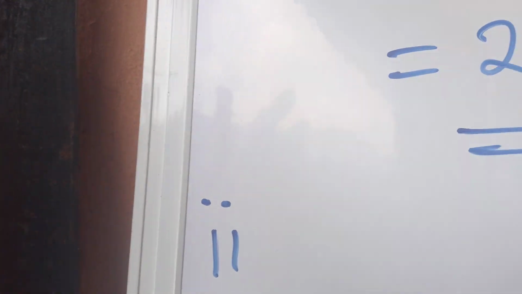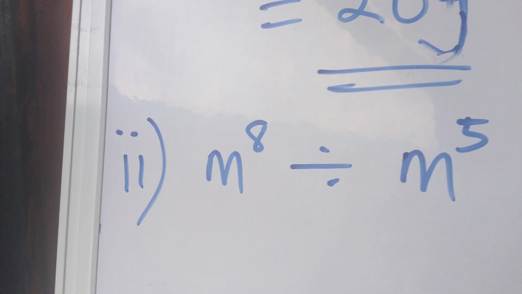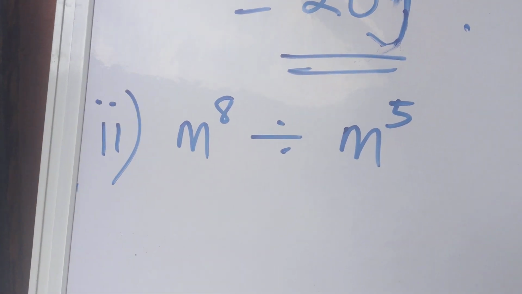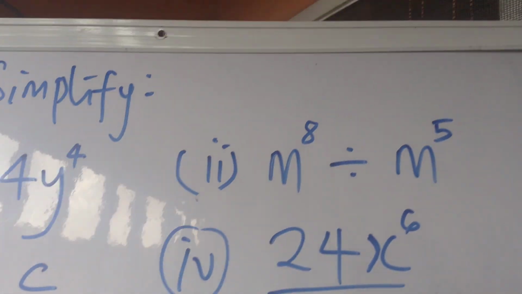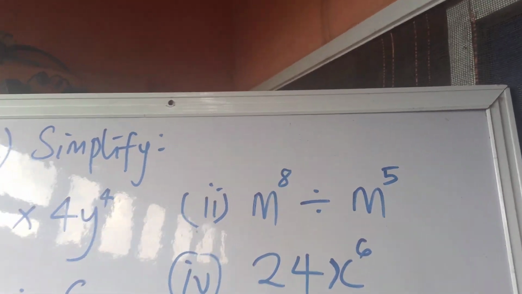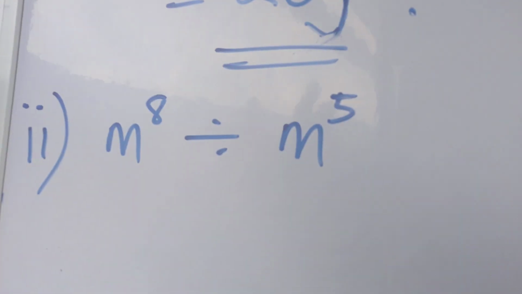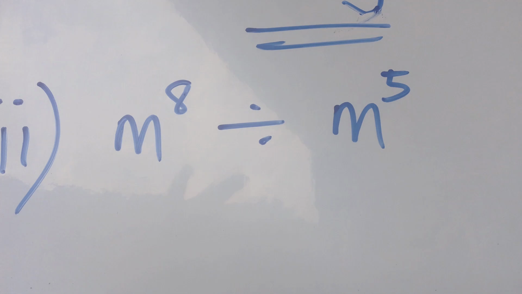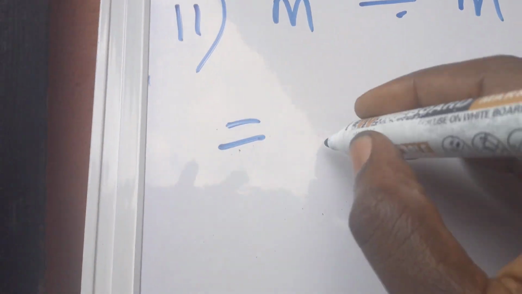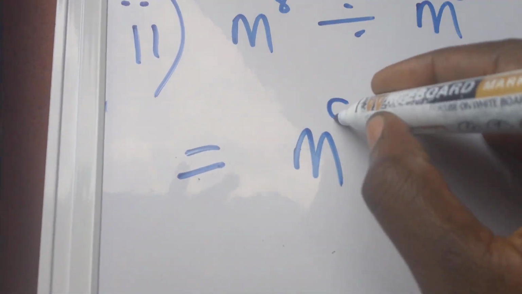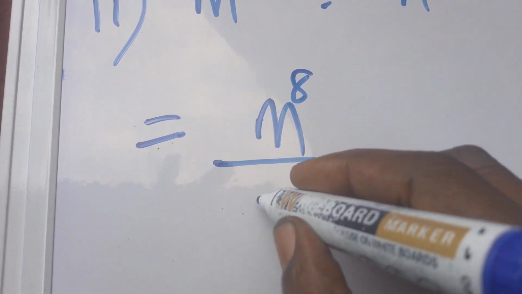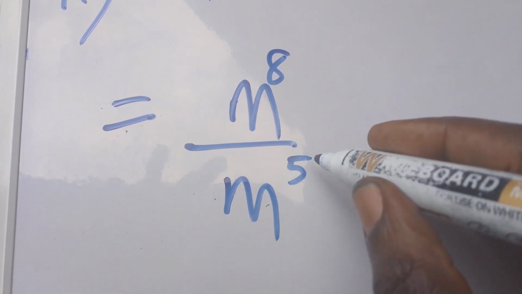The next question, Roman figure 2, is m raised to power 8 divided by m raised to power 5. We are going to solve that now. So this is equal to m raised to power 8 all over m raised to power 5.